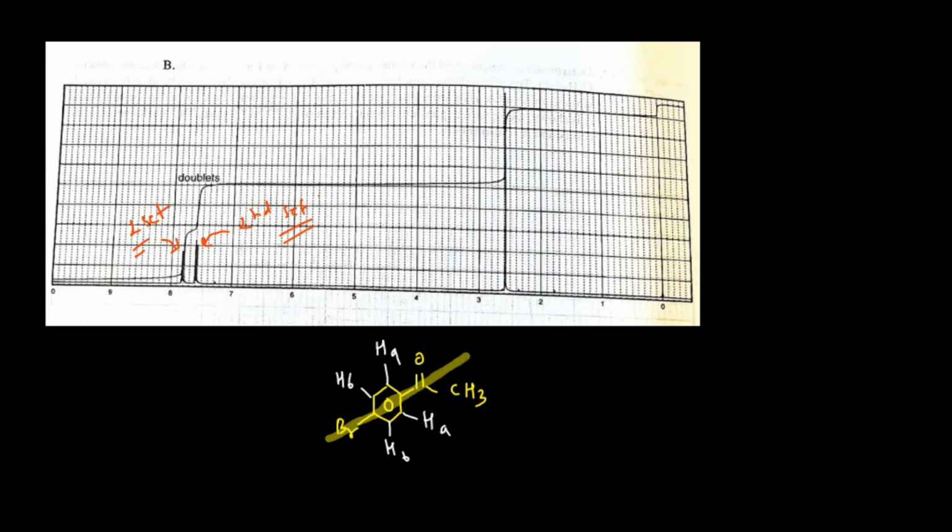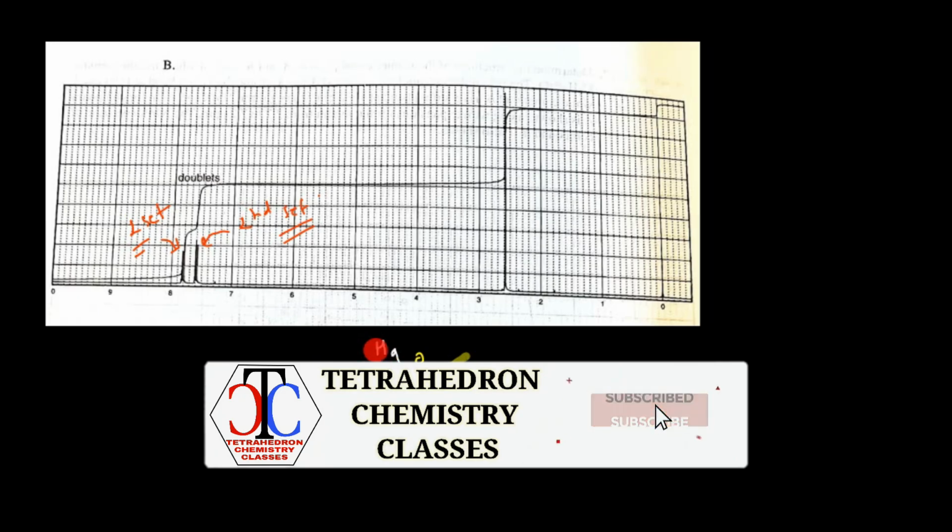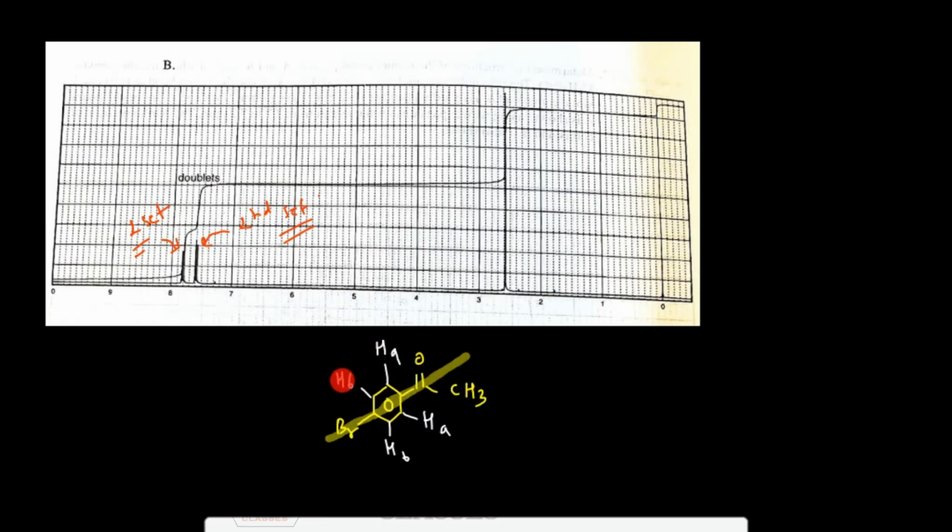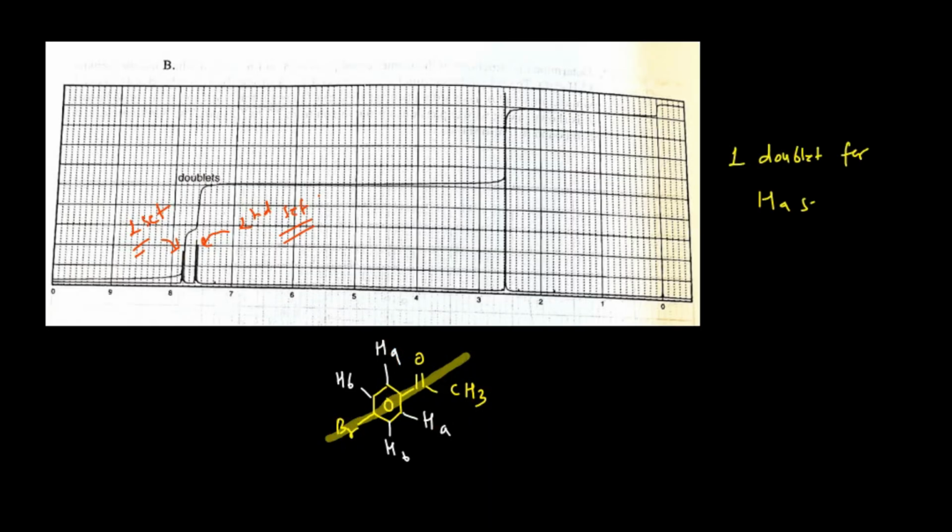Equivalent hydrogens do not split each other, but this Ha will be split by the Hb. Only one hydrogen is there, so this will produce a doublet. One doublet for this Ha set. So I am writing here. Similarly, another doublet. That's why only two peaks are here, and one peak is for this particular one. So the second isomer is basically your para isomer.